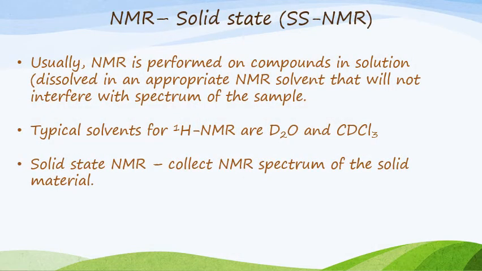Now we can do solid state NMR. Remember that usually NMR is performed on compounds that are dissolved in solution. So we'll take the material and dissolve it in an appropriate NMR solvent that will not interfere with the spectrum of the sample. Typical solvents that we use for proton NMR are deuterium oxide and deuterated chloroform. So the D stands for deuterium. With solid state NMR, we collect the NMR spectrum of the solid material without any influence of a solvent.